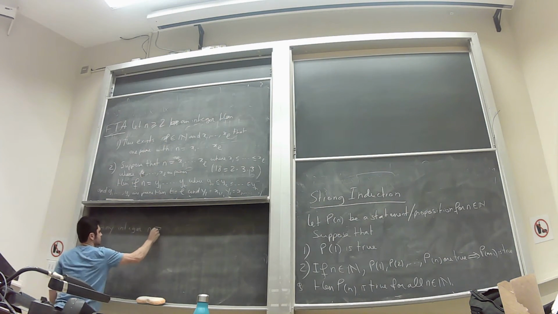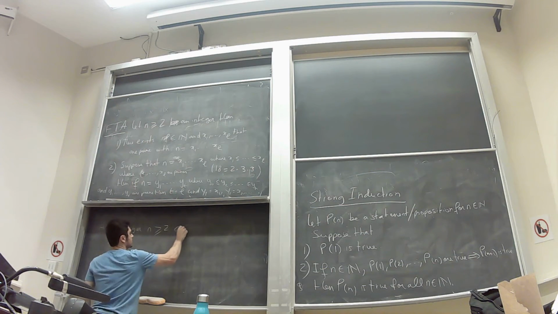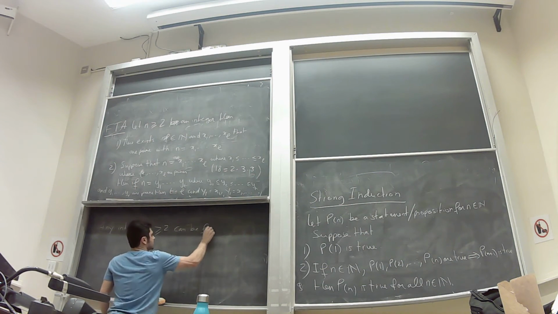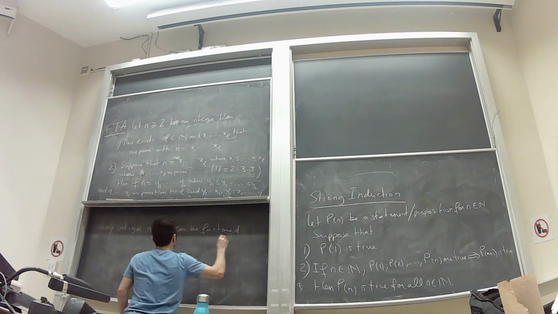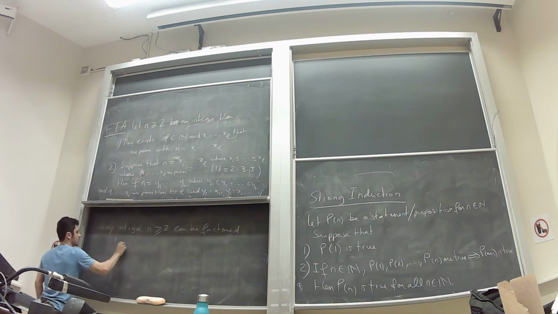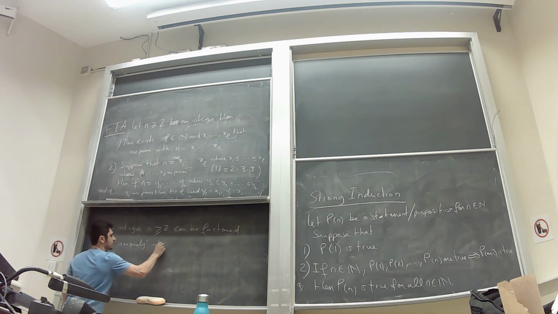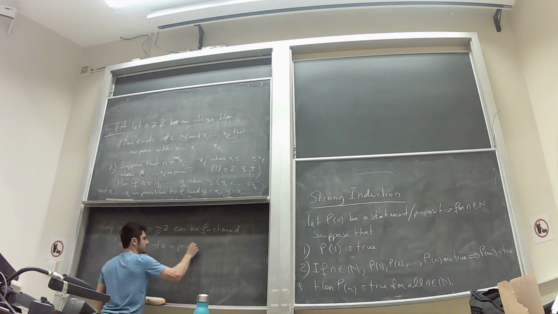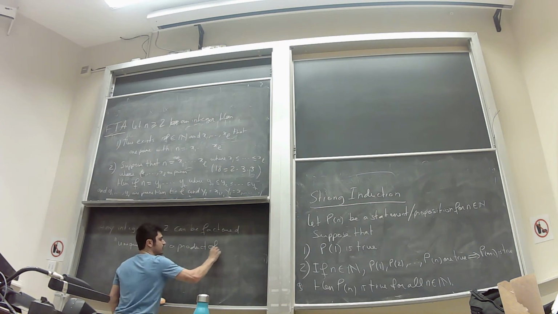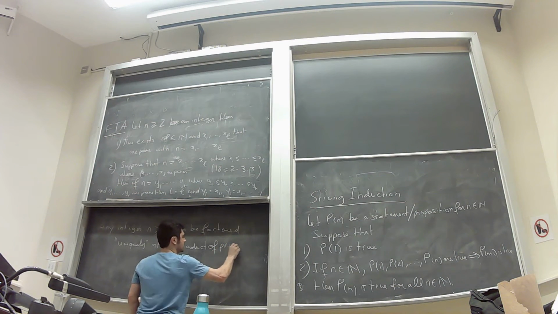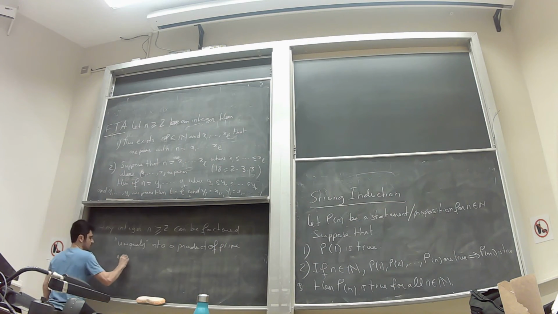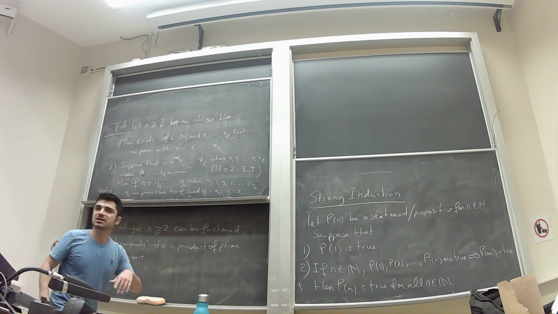Any integer n strictly bigger or equal to 2 can be factored uniquely into a product of prime numbers. Okay? This is what this statement says.